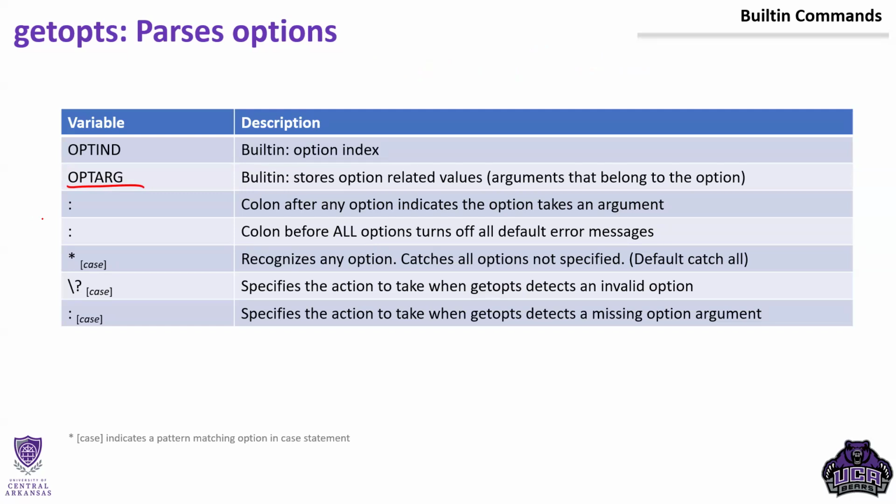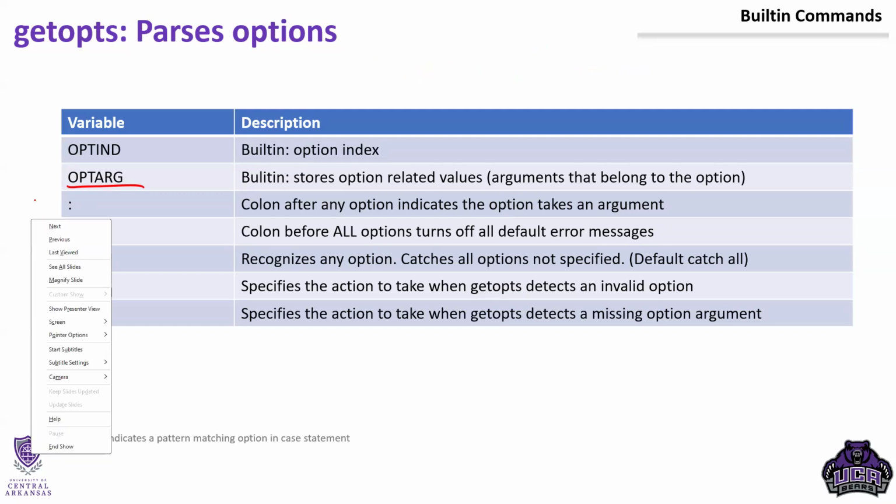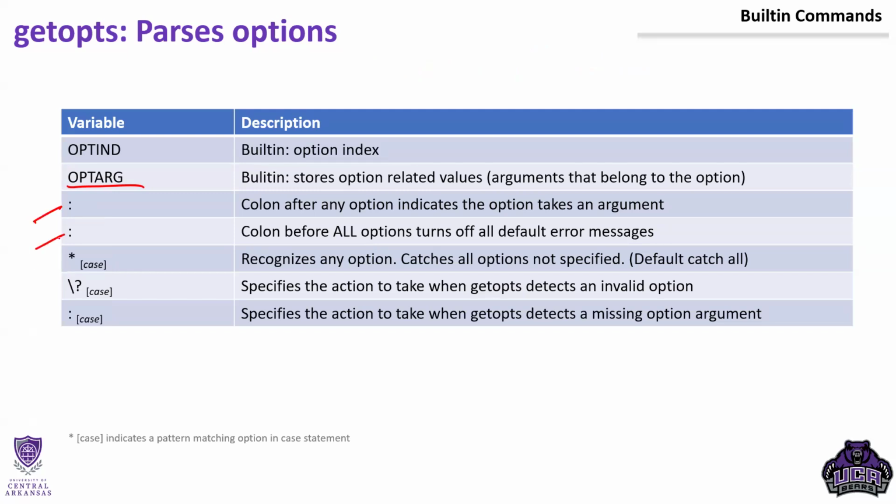Then we'll just hit them one at a time. Notice you've got the colon here, and you've got the colon here. They all have completely different meanings. Linux is wonderful that way. If you put it after an option, it just indicates the option takes an argument, again that -f would be a good use case. The colon before all the options means we're going to turn off the default error messages and create our own. It has some built-in generic messages, but if you put it before all the options, it turns all of that off.